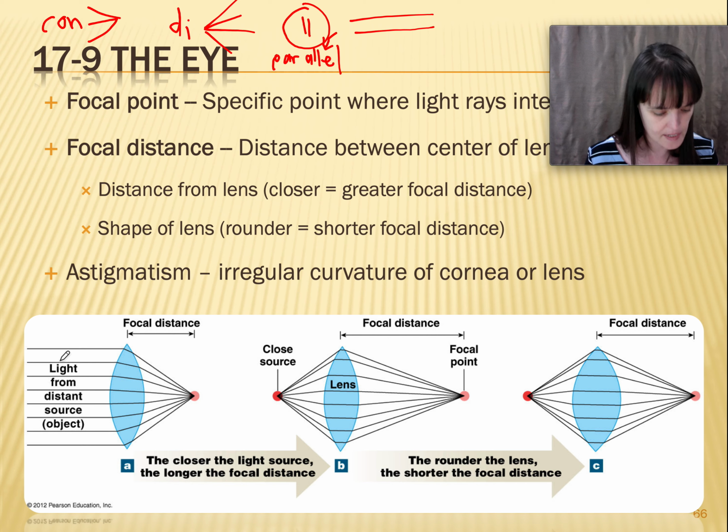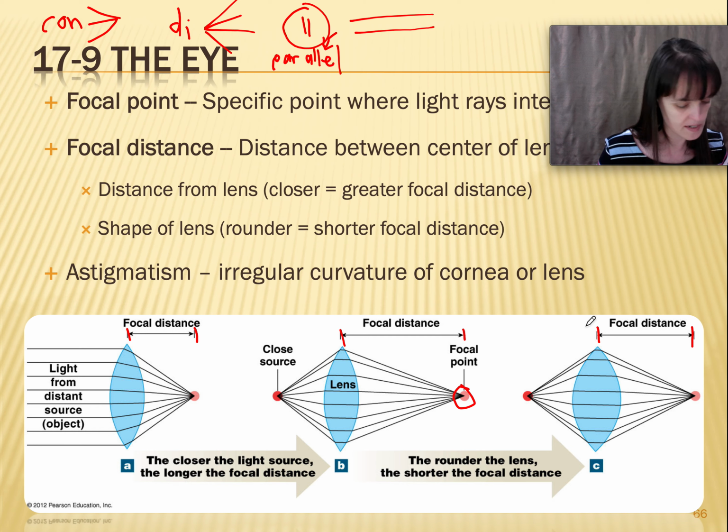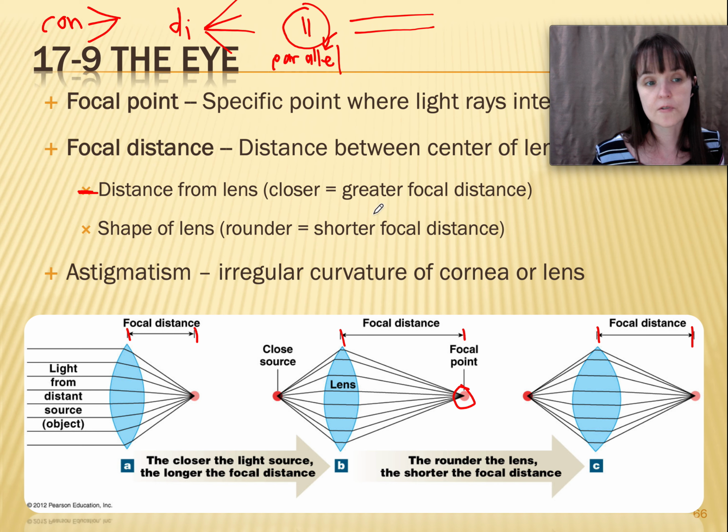So next. Focal point is where the light rays converge. Here's your focal point. The focal distance is the length from the lens to the focal point. And you can see we have shorter and longer focal distances, and we'll talk about how to get that here in a second. And the focal distance is determined by three things. The distance from the lens, a closer source is a greater focal distance. The shape of the lens, rounder is a shorter focal distance.